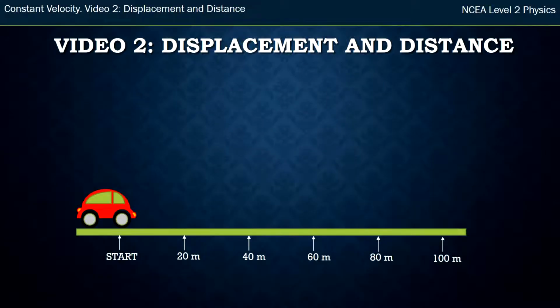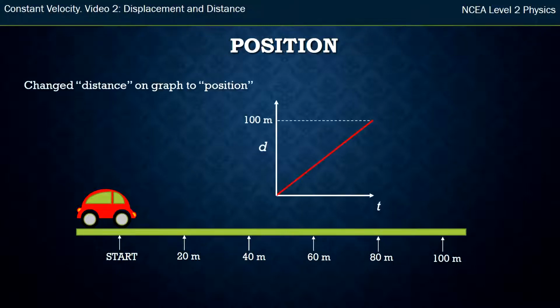We are looking at the second video in the constant velocity series, where we're looking at two new concepts, displacement and distance, and giving definitions to both of them. So we've got a red car that we had from our last video, and the little racetrack it's on now, I've given some precise measurements so we can look in more detail about where it's moved to.